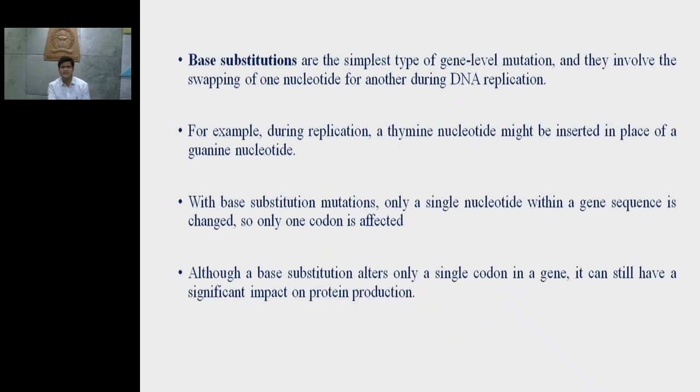Base substitution is a gene-level type of mutation that involves the swapping of one nucleotide for another during replication of DNA. In these base substitution mutations, only a single nucleotide within the gene sequence is changed. So only one codon is affected here. These base substitutions alter only a single codon in a gene, and that can have a significant impact on protein production. Of course, the structure of the protein will be changed, which results in the production of an abnormal protein.